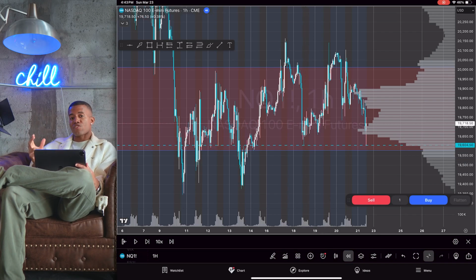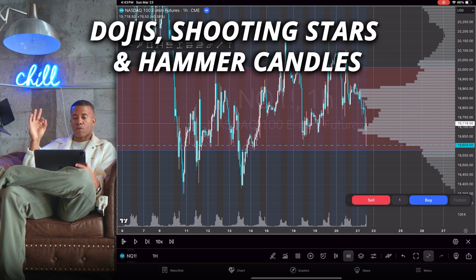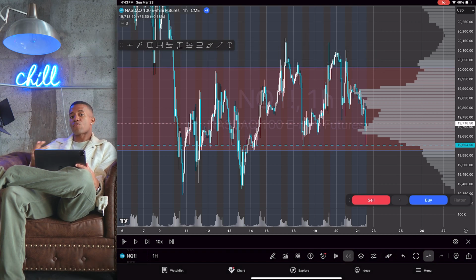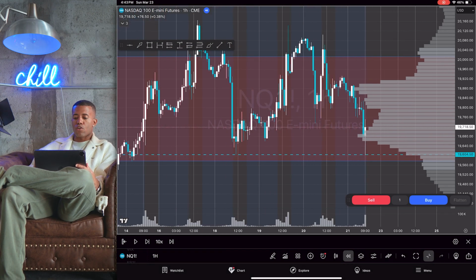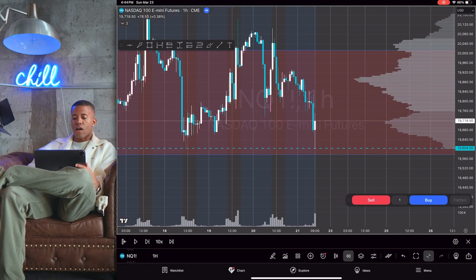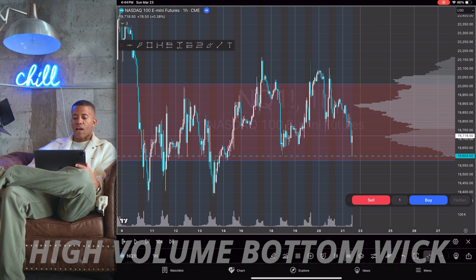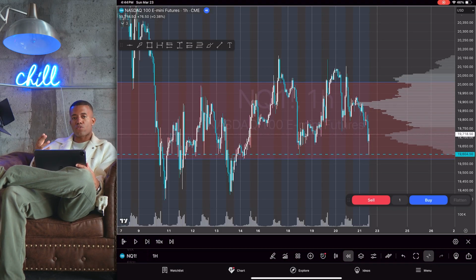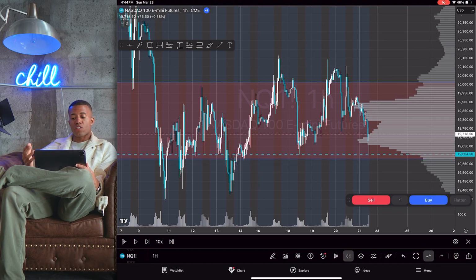And then the other part of that is a signal candle. I'll put that up here. So signal candles include dojis, shooting stars, and hammer candles. You want the signal candle to be in the direction of the trade that you're taking, okay? So in this case, you can see that we have this down move, and then we got an up candle, high volume, bottom wick. When volume comes in, that shows that traders, speculators, the market is pushing price in this direction, okay?